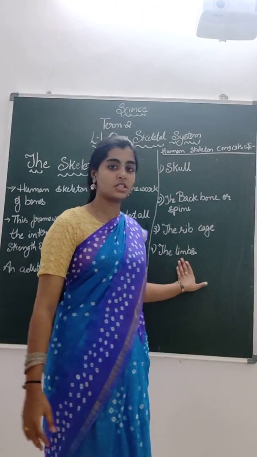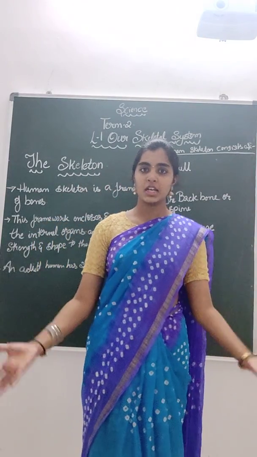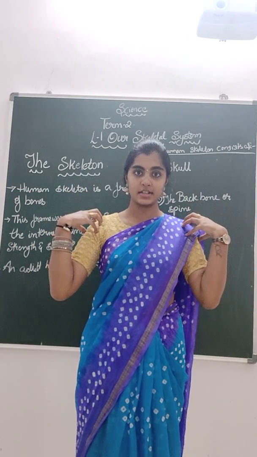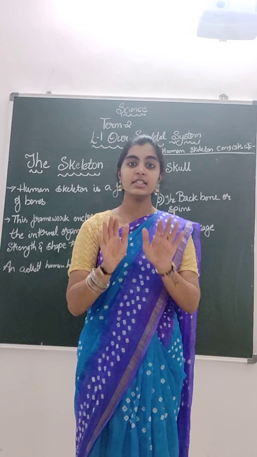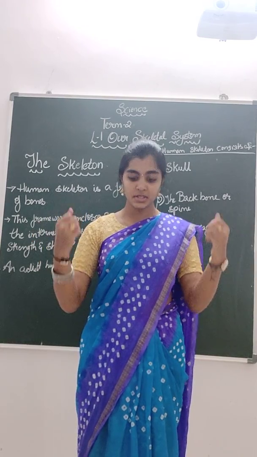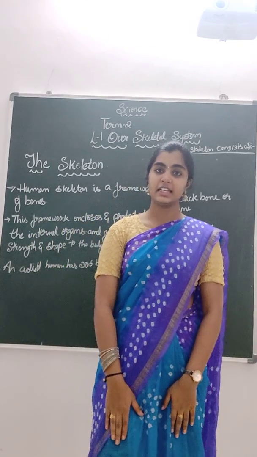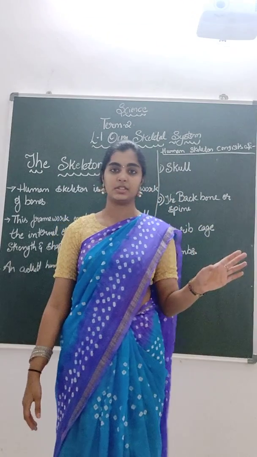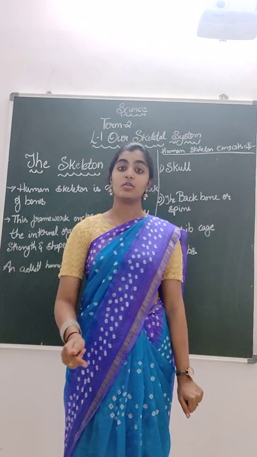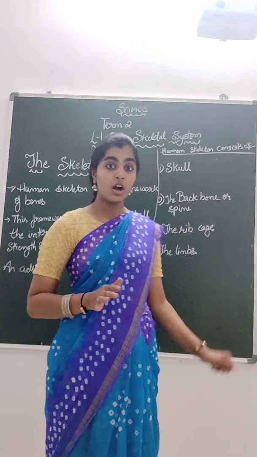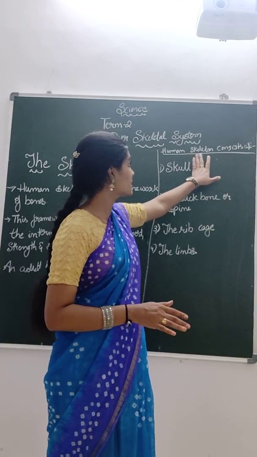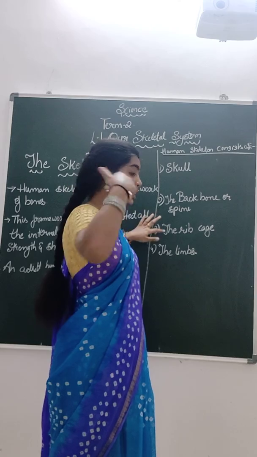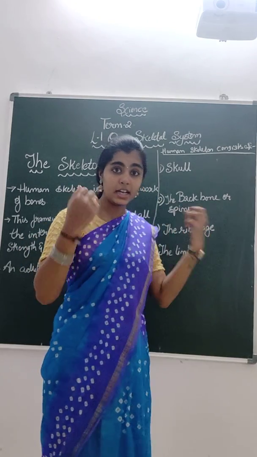Now, the limbs. What do you mean by limbs? Limbs are nothing but, see, these are two pairs of limbs. Hands and legs are called limbs. Hands are one pair of limbs and legs are another pair of limbs. Now let us understand what limbs are. I hope everyone understood all the parts of this human skeletal system: the skull, the backbone, the rib cage and the limbs.